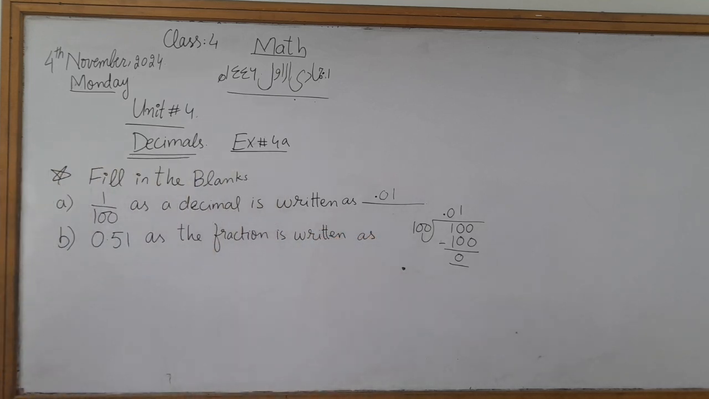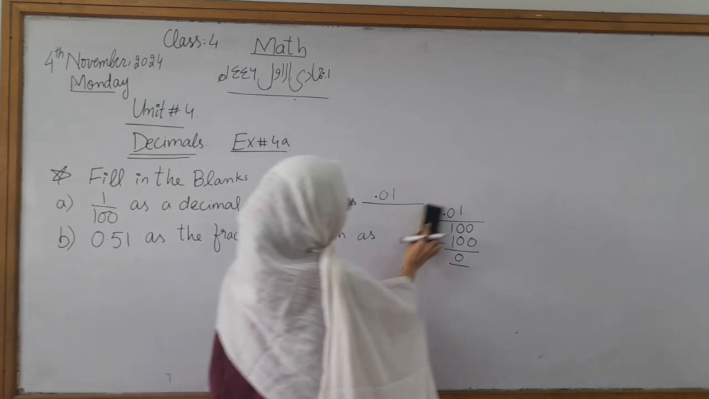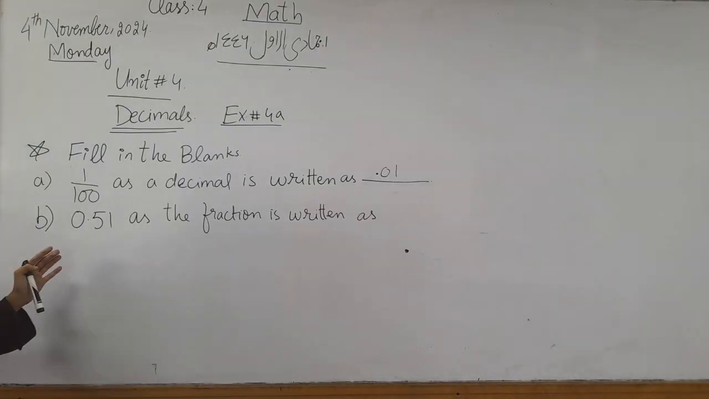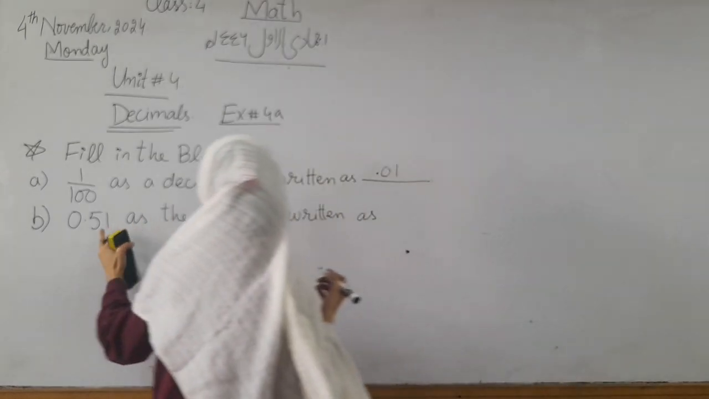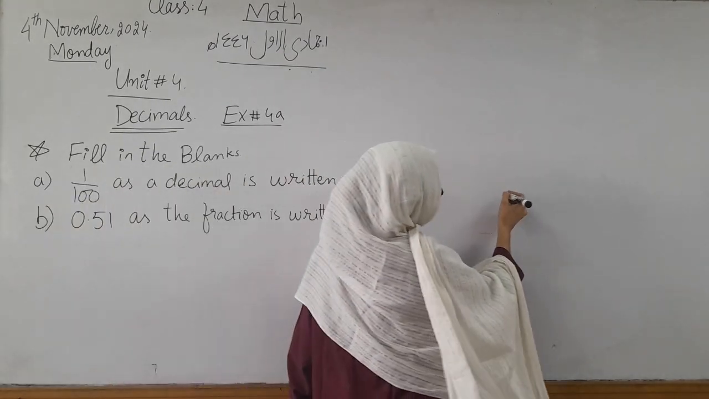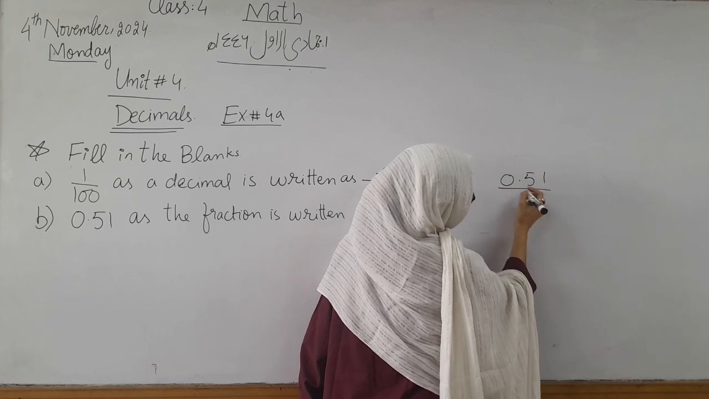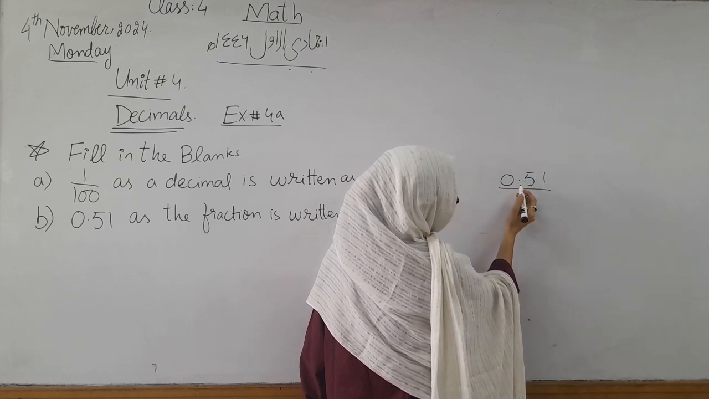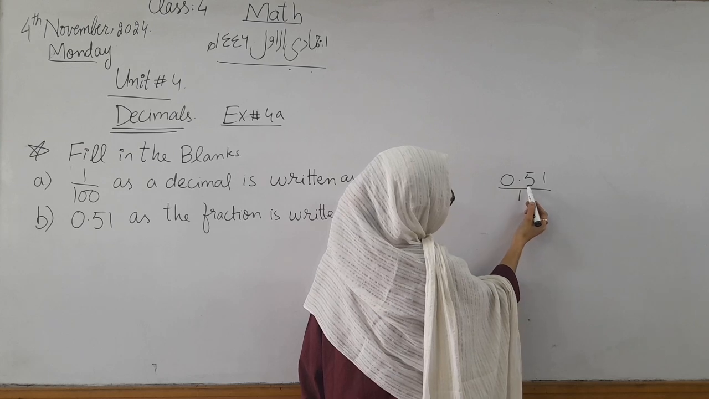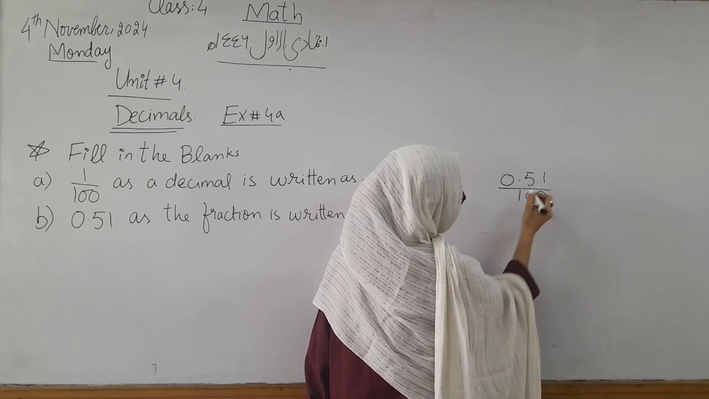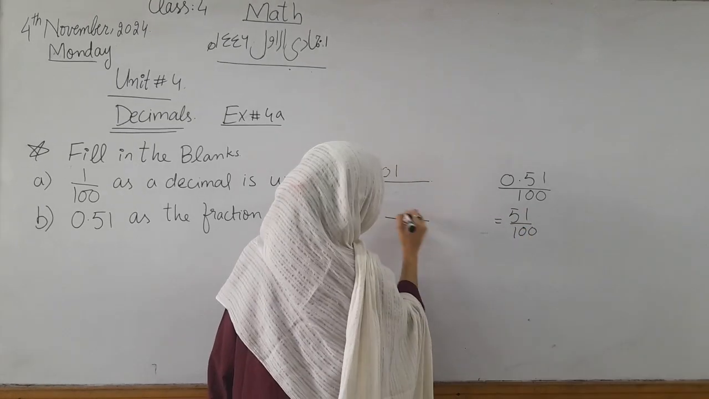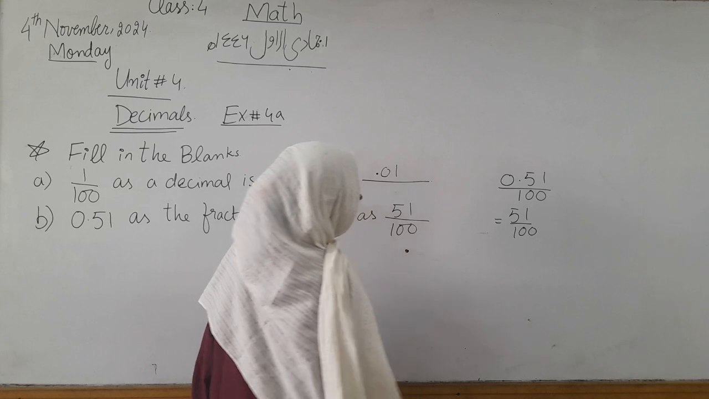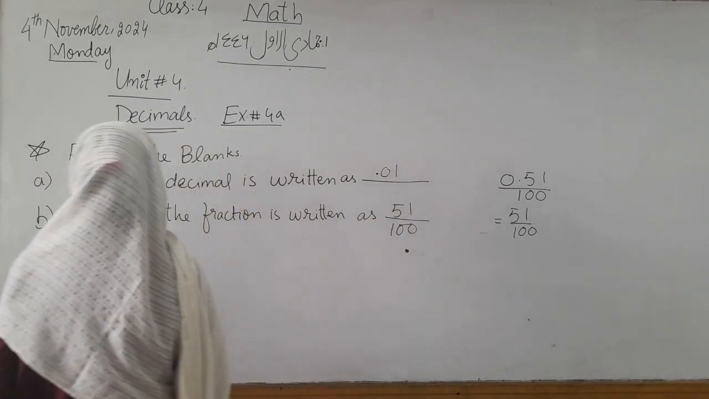Tell me class, we have already solved many questions like this, in which you have to change a decimal number into a fraction. In this question you have seen that we have 0.51. You will simply write 1 in the place of the point, and as many values as there are after the point, you will add that many 0s. So the answer is 51 by 100.